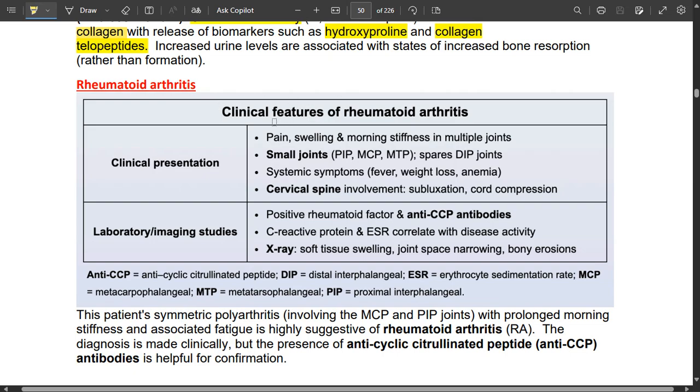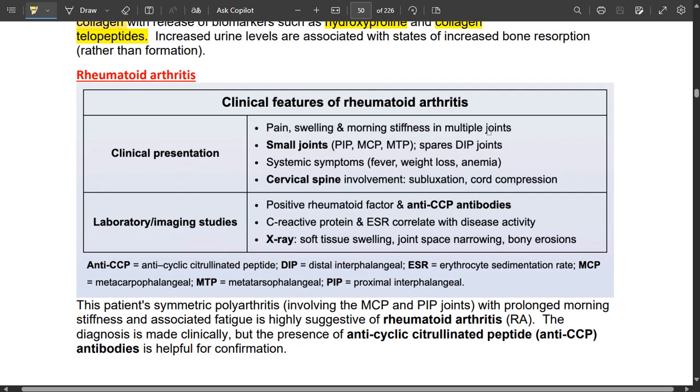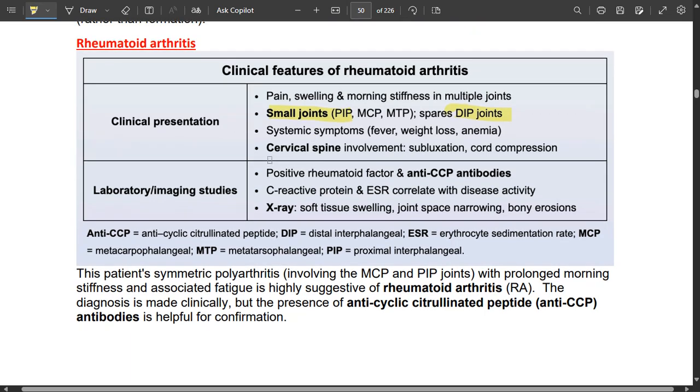The clinical features of rheumatoid arthritis: pain, swelling, and morning stiffness in multiple small joints, the PIP, proximal interphalangeal joints, MCP and MTP, and it spares the DIP joints. That is a very well-known fact. Systemic symptoms like fever, weight loss, and anemia occur. Cervical spine involvement, that is subluxation and cord compression, can also occur in rheumatoid arthritis.